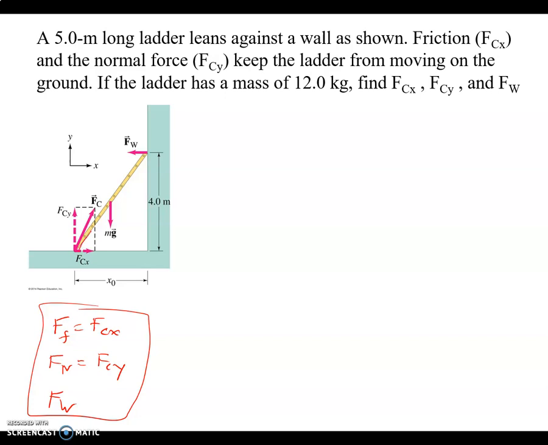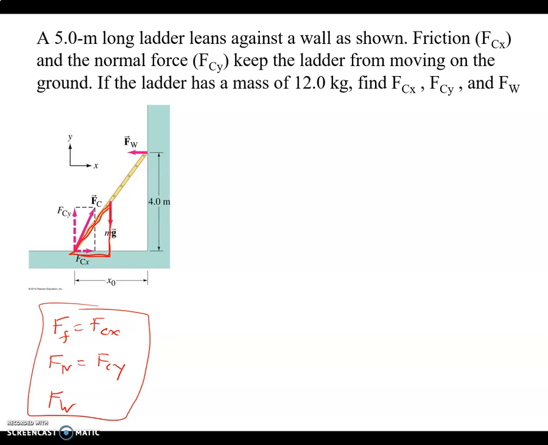For example, here, let me get a different color. The ladder makes an angle that looks like this with the floor, with friction. And it makes an angle that looks like this with the normal force. And an angle like this with weight. And so you see we need some angles in here. So let's see if we can find some of these angles. What we're going to do here is look at this triangle right here.